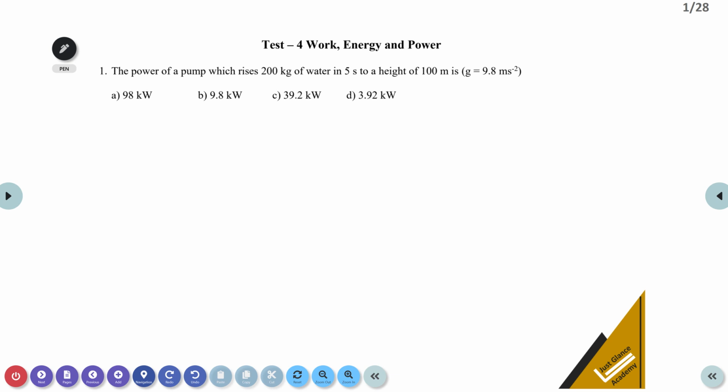First one. The power of a pump which raises 200 kg of water in 5 seconds to a height of 100 meter. That means m has been given. m equal to how much? 200 kg. Time equal to 5 seconds. And then height has been given, height equal to 100 meter. Now I want to calculate what is the power.